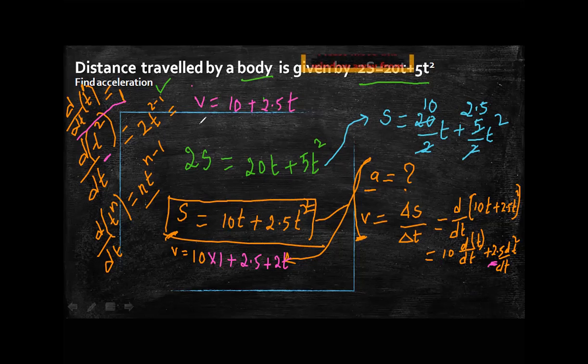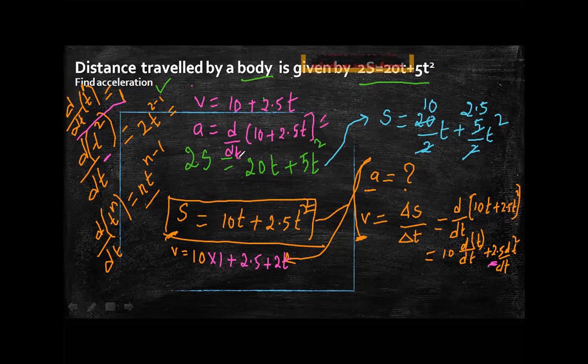Next, what should I find out? The acceleration, a. How can I get a? Again I have to take the derivative with respect to t. Whatever I did before, I have to repeat it here: 10 plus 2.5t.